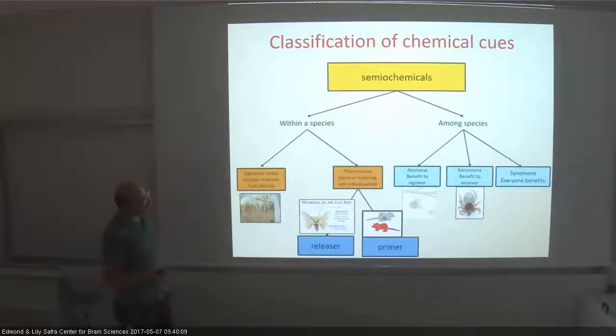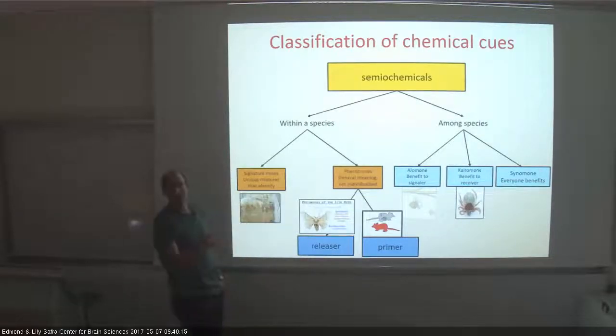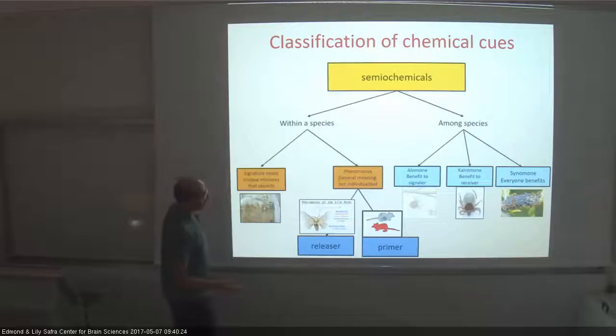And finally, there's actually some argument whether there are really synomones, which are supposed to be molecules that everybody benefits from. Usually, somebody benefits more than the other in almost every kind of interaction. The example that's given is between mites and ants, but there's some dispute whether it really is a synergism or not. So the major classes are all of those, everything except the synomones.